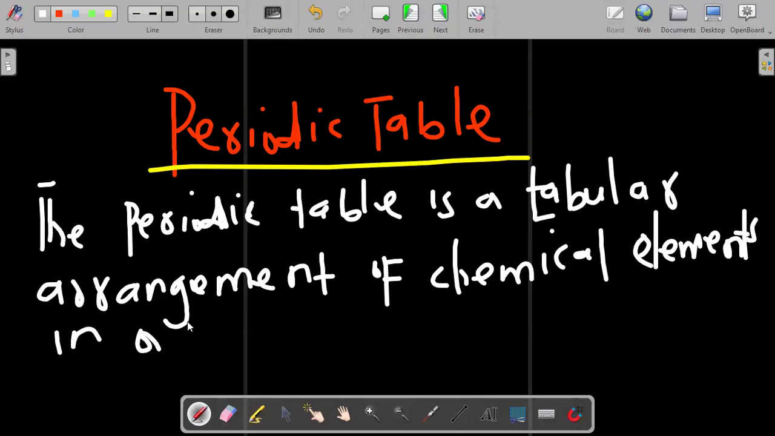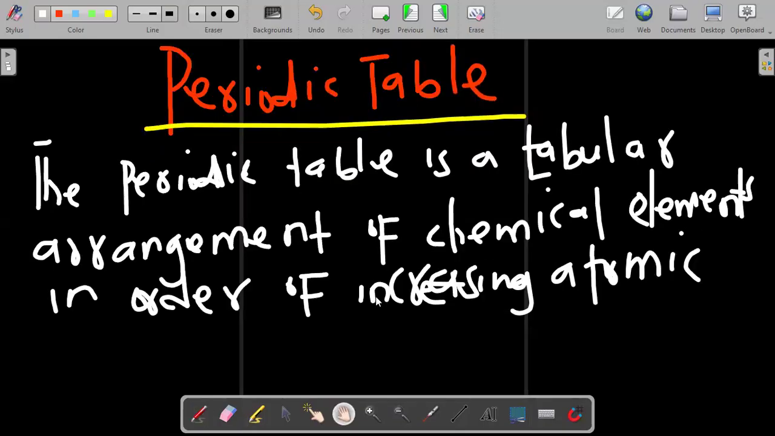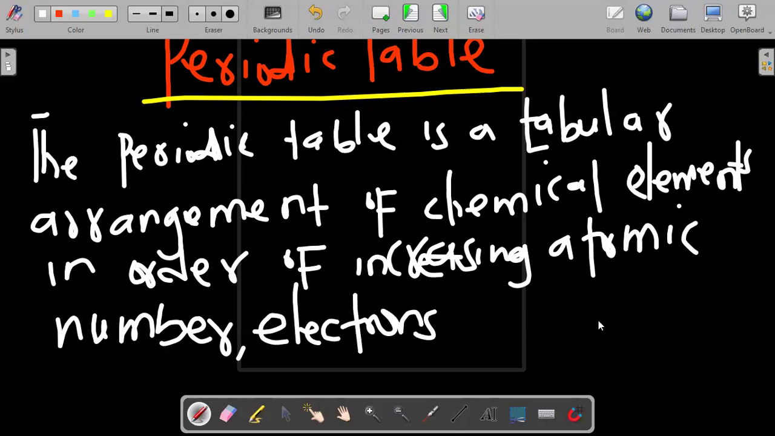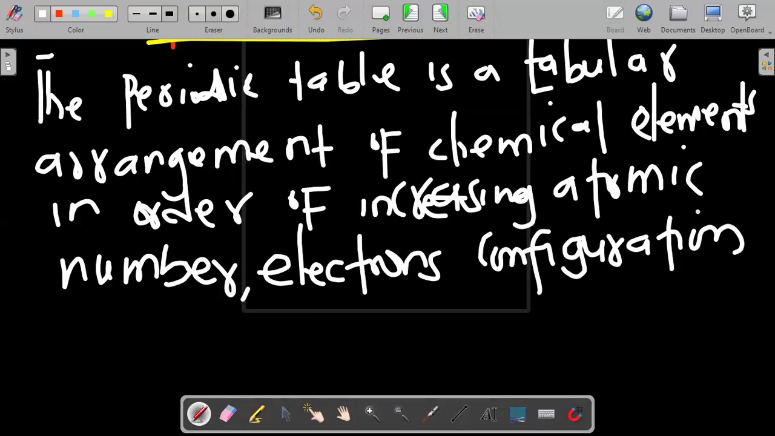In order of increasing atomic number, electronic configuration, or electrons configuration, and recurring chemical properties.